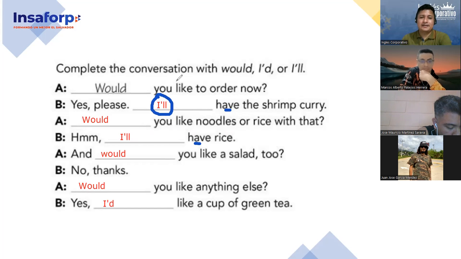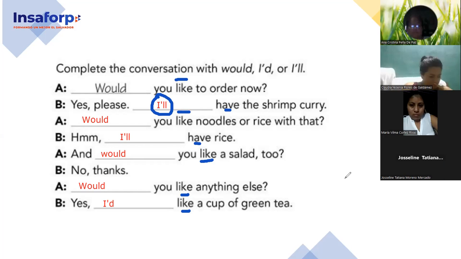But if you notice this one right here, when I have like in the statements, I need to use would. Would you like? I'd like. That's the key on this exercise, to identify: do I have the verb have or the verb like? So which one do I need to use, would or will?